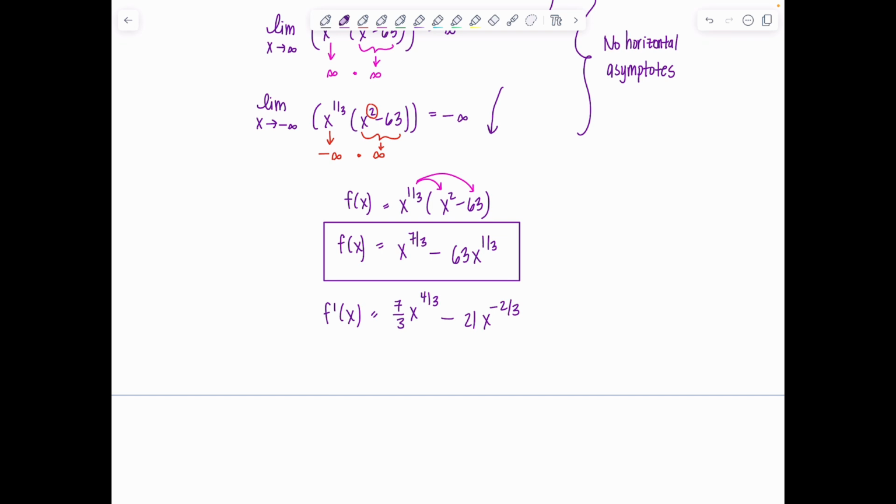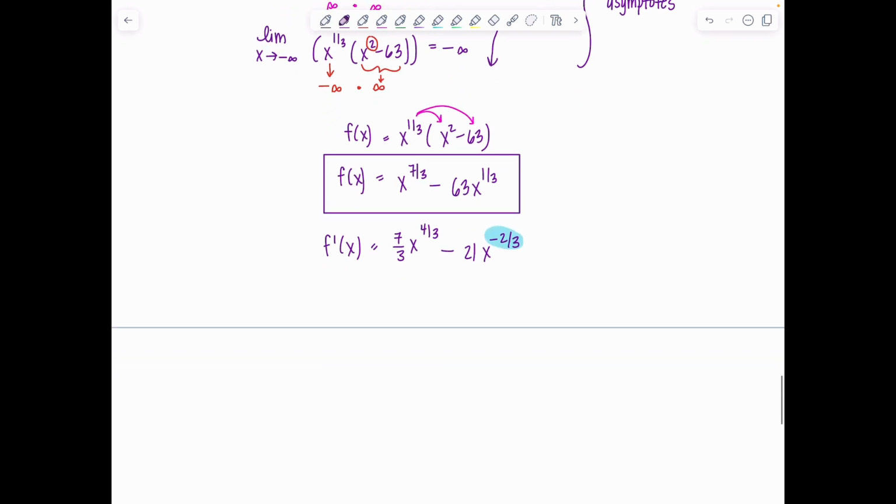Now we need to clean this up so we can obtain critical values. When I see a negative exponent, I encourage you put it in the denominator. That's going to be just the simplest way to clean it up. You can try to factor when it's written this way, but it's very tricky for students to factor with negative exponents. So I'm not going to encourage you to go that route. Let's take the path of least resistance. So we have here 7x to the 4/3 over 3 minus 21 over x to the 2/3.